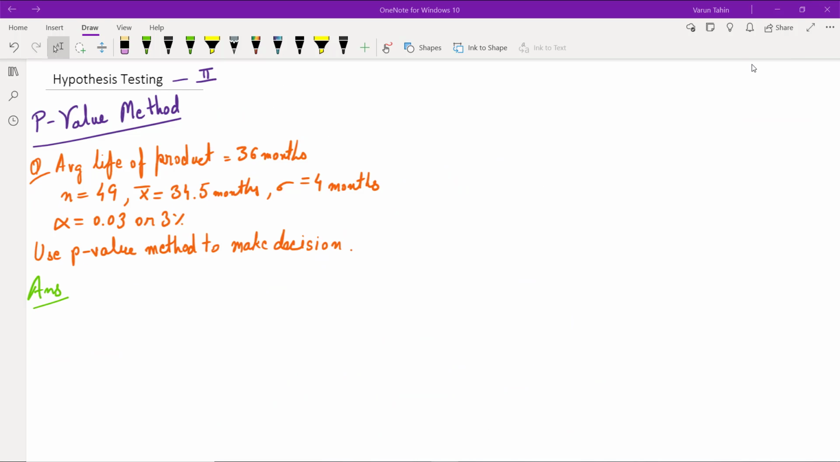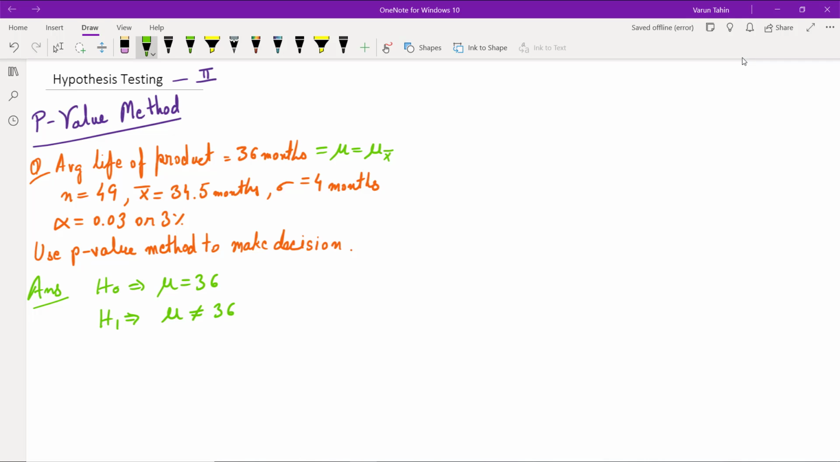Now before concluding on the p-value method, we will see one more example depicting the second situation. Okay, so the question says that the average life of a product is 36 months, the number of samples is given as 49 with a sample mean of 34.5 months and a standard deviation of the population as 4 months, with 3% significance level. Now using the p-value method, we need to determine what decision we will make. Now as the average life of the product is exactly 36 months, the null hypothesis becomes mu equals 36 and the alternate hypothesis becomes mu is not equal to 36. Okay, so this 36 will be the population mean and the distribution mean.